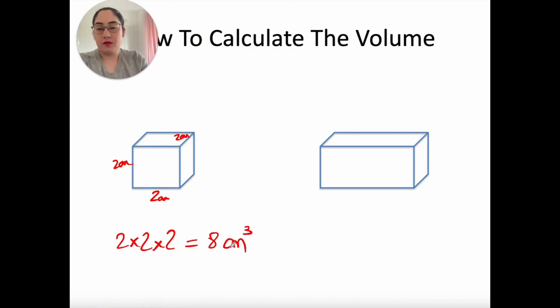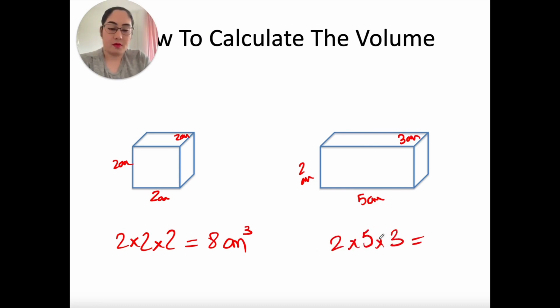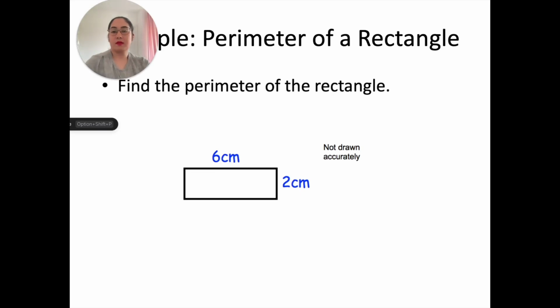Now, the unit for volume is always going to be cubed, whatever that unit is, cubed, so in this case centimeter cubed. If I have this shape and let's say this is 2 centimeters, this is 5 centimeters, and that length there is 3 centimeters, then the volume is going to be 2 times 5 times 3, which is 30 centimeter cubed. Right? Hope that makes sense. Let's look at some specific questions on these.